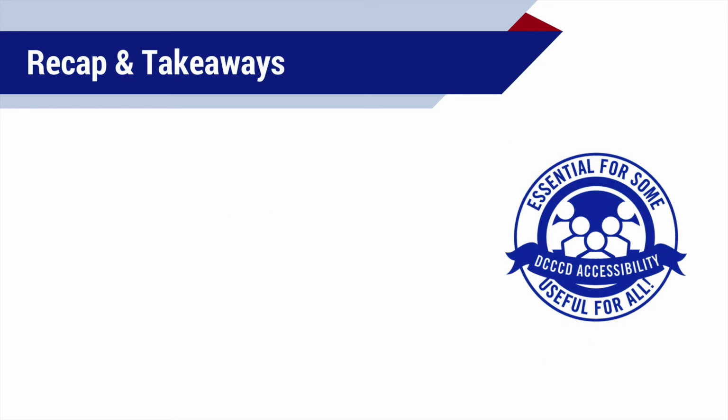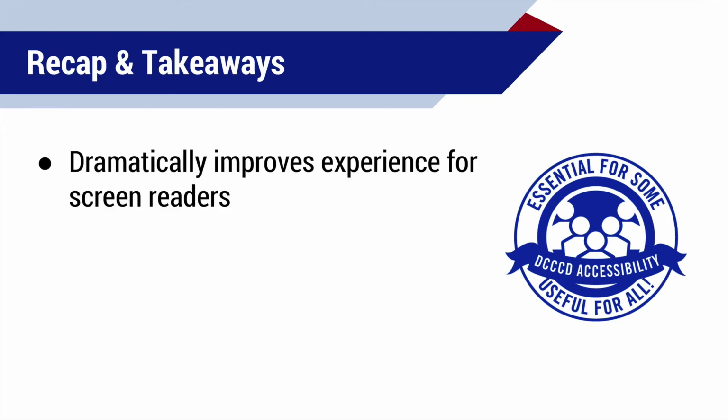So now that you've learned some technical steps and tricks for creating descriptive links, let's recap the big ideas about why they're important from an accessibility perspective. First, using descriptive links will dramatically improve the experience for people who are using assistive technology, like screen readers, to access your content. This would include people who are blind, people who are visually impaired, and people with certain types of learning disabilities, for example, dyslexia.